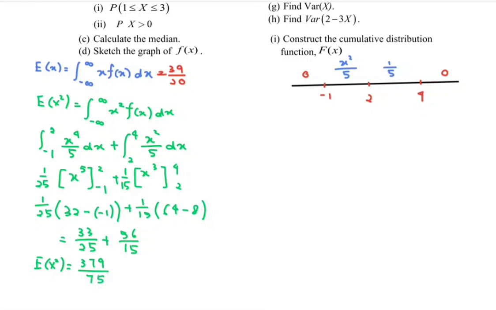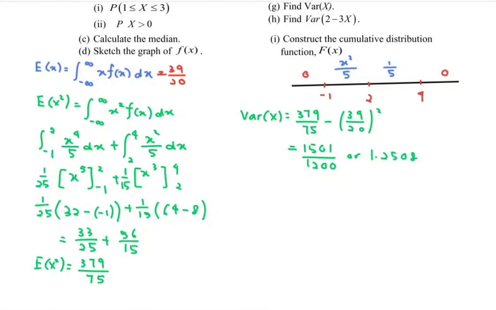So next is to find the variance. In here we have the variance, where we have 379 over 75 minus the E(X), where we have 39 over 20, in brackets, squared. That gives 1501 over 1200, or 1.2508. So that will be the variance.